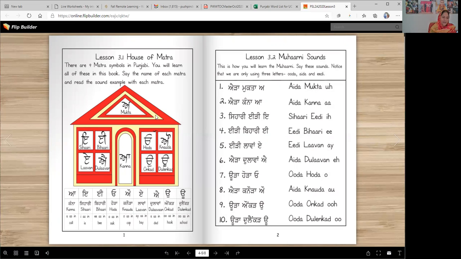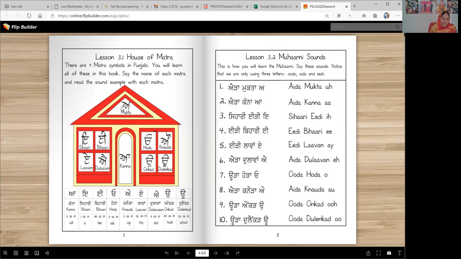So this is a beautiful house and it has all of the matras. Let me tell you how it works. There are 3 letters, Uda, Ada, Edi. Each one of them only takes 3 matras. All 9 matras do not go on any of these 3 letters. However, on sasa, on haha, and every other letter, all 9 matras can be used. But Uda can only use 3 matras. Ada will only use 3 matras. Edi will only use 3 matras. What are those matras? Let's learn them.